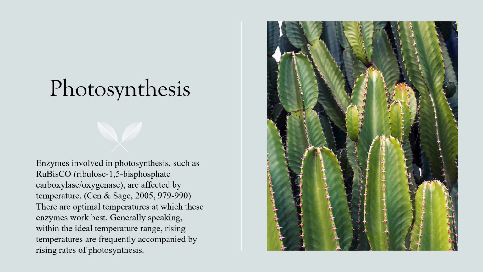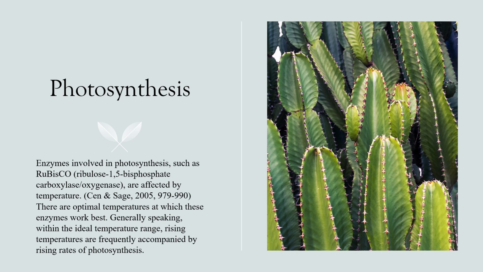Generally speaking, within the ideal temperature range, rising temperatures are frequently accompanied by rising rates of photosynthesis. This is due to the fact that molecules' kinetic energy normally increases at higher temperatures, accelerating biological reactions. Temperature extremes can inhibit photosynthesis by disrupting the necessary protein structures.